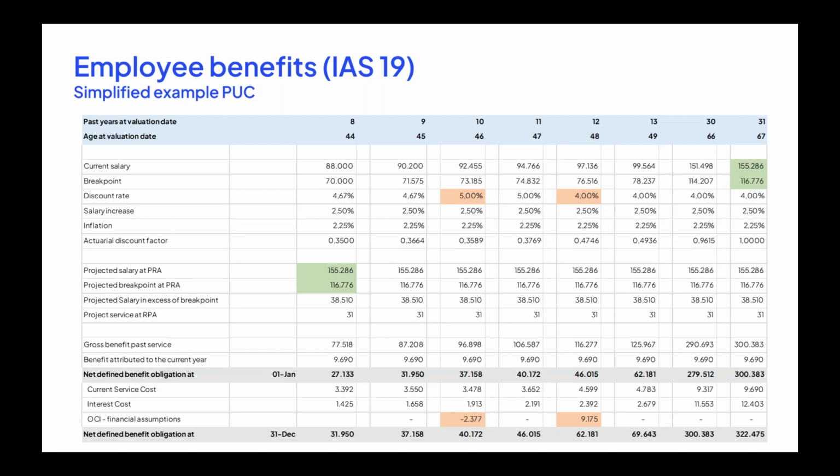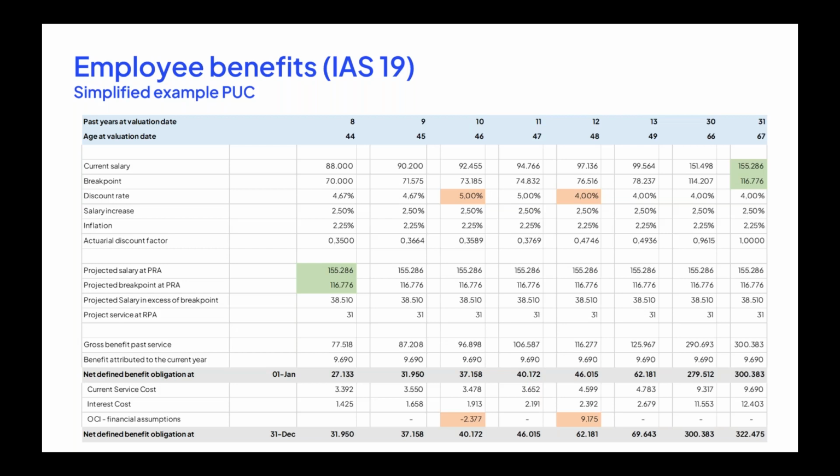Typically, just to show you how it works also, you see the green cells. Today, I showed you the calculation. The projected salary was 155. The projected breakpoint was 116. You see that also at the age of 67 with all the assumptions that the salary is indeed 155 and 116. So it's a cross-check into the calculation.